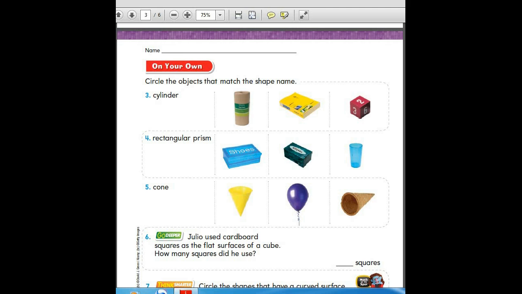Make a circle around them. Number 5, which is cone, looks like the first figure or the second one or the third one? Yes, the cone looks like the first picture and the ice cream cone, which is the last one.